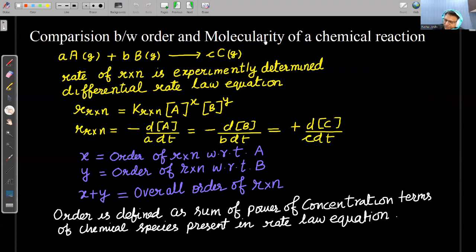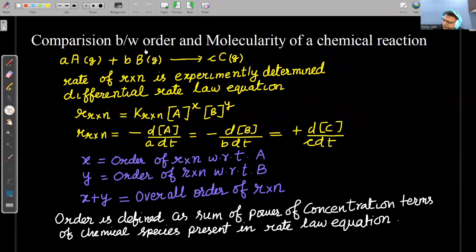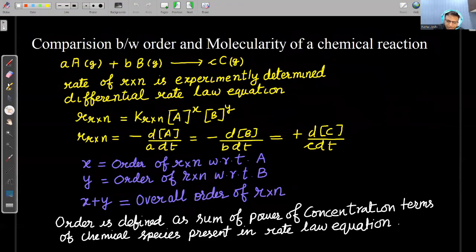So when we do comparison between order and molecularity, first we are going to discuss order and then we are going to discuss molecularity. So one by one we are going to handle this. So let us start with discussion of order.